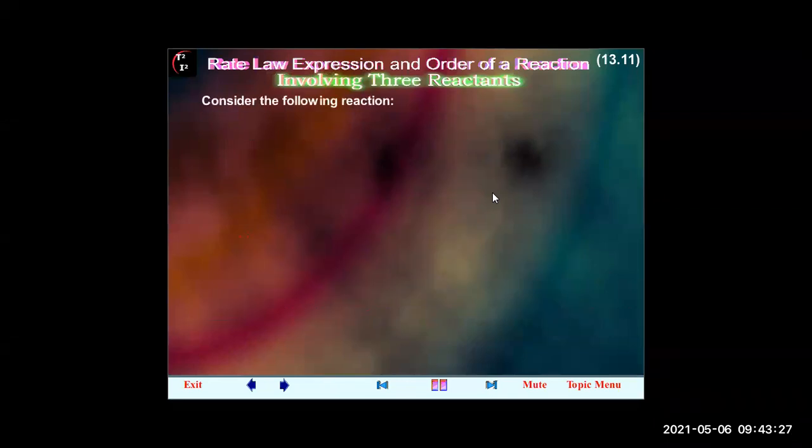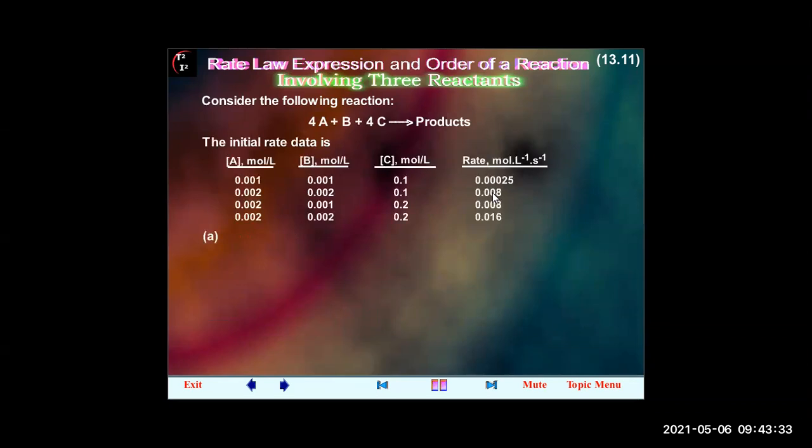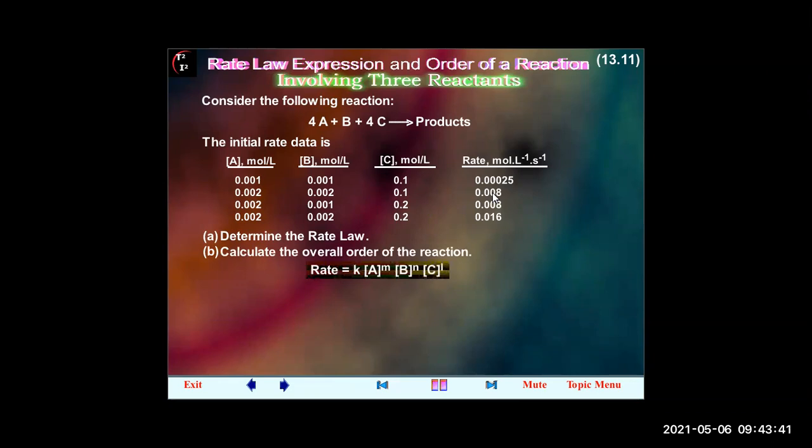Consider the following reaction. The initial rate data is given. A. Determine the rate law. B. Calculate the overall order of the reaction. Rate equals K times the concentration of A to the power M times the concentration of B to the power N times the concentration of C to the power L.